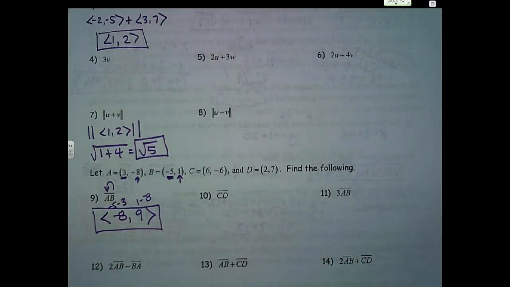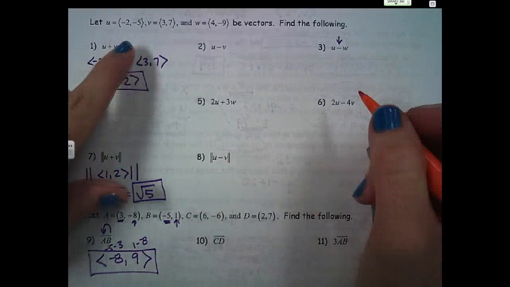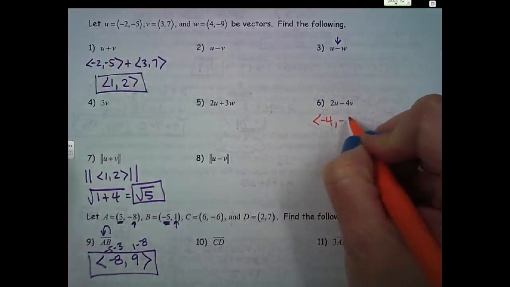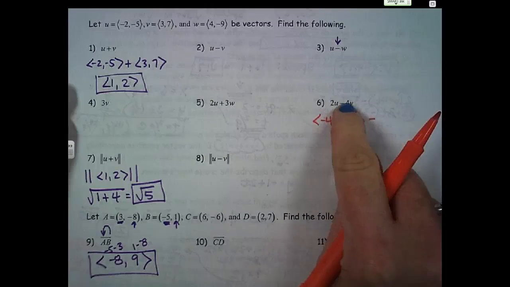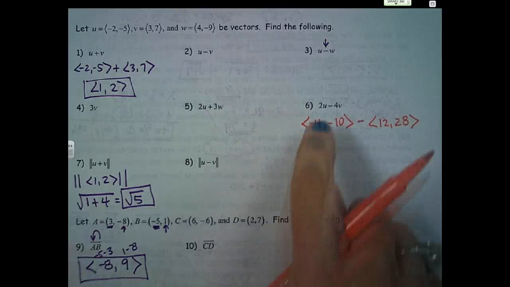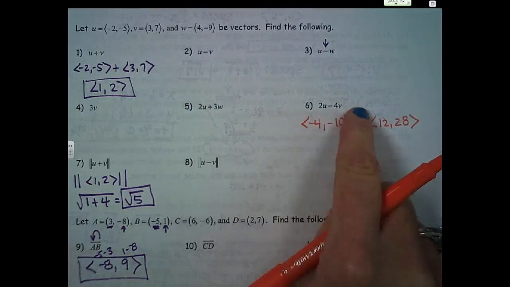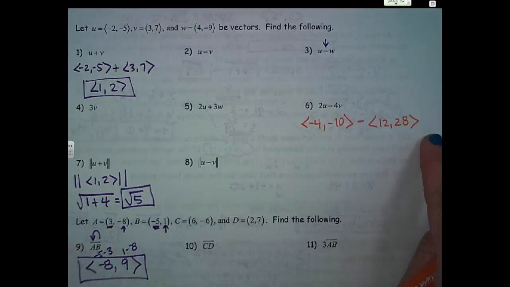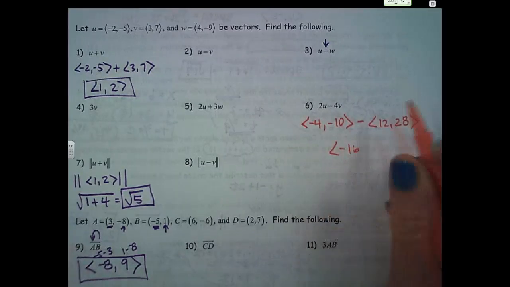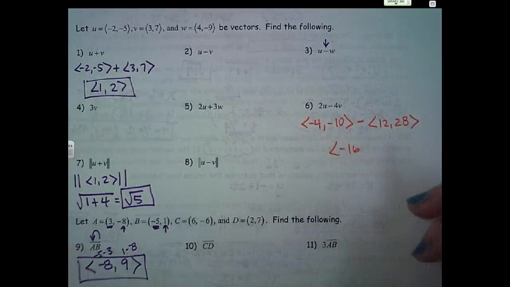Okay, guys, there's a couple more I want to address to be sure that you're understanding correctly. For example, 6. 6 means you're going to take 2u, so you're going to do negative 4, negative 10, and subtract 4 times v, which would be 12 and 28. So you're multiplying 2 times whatever u is and 4 times whatever v is. When you get to this point, then you subtract: negative 4 minus 12 gives you negative 16, and negative 10 minus 28 is negative 38.